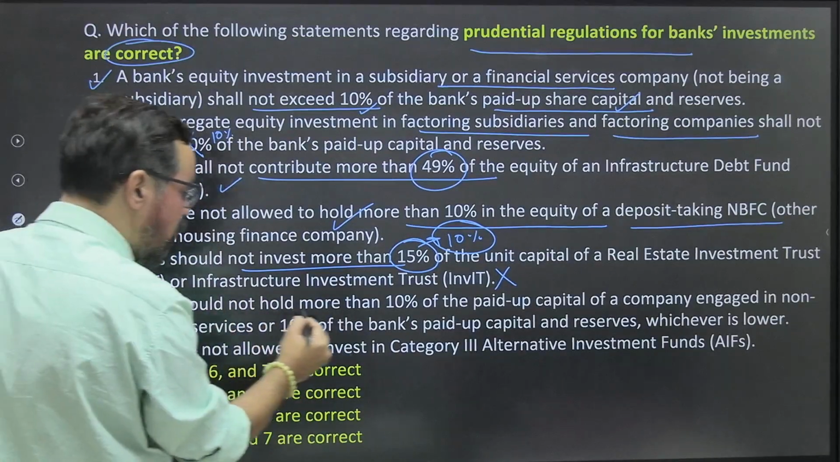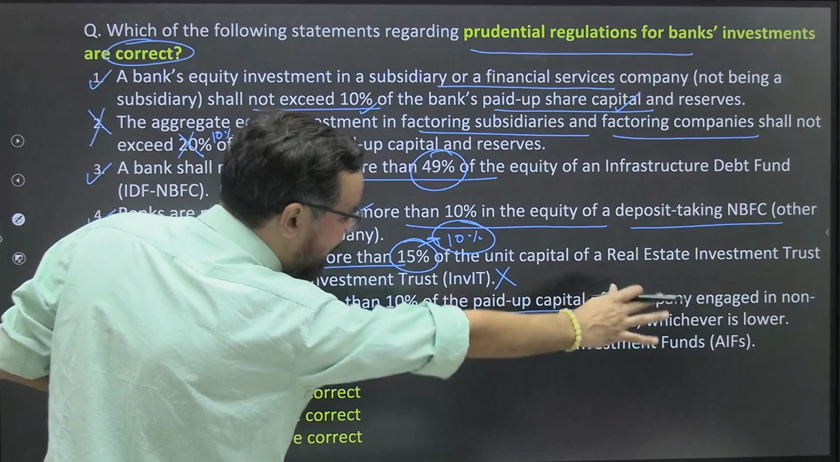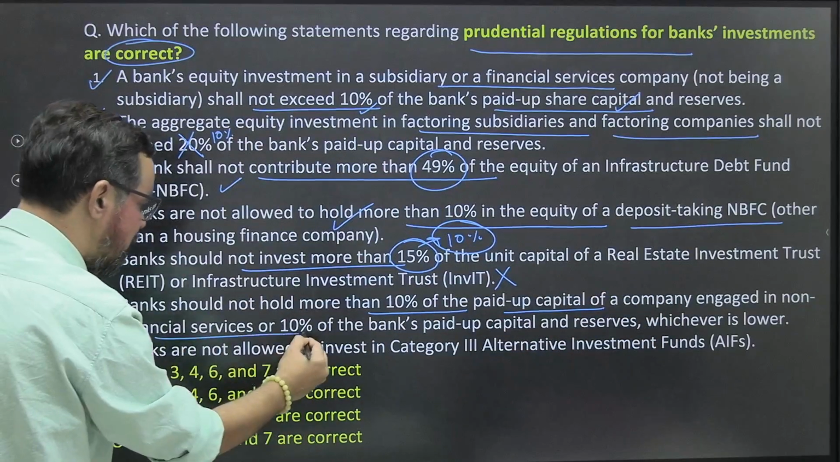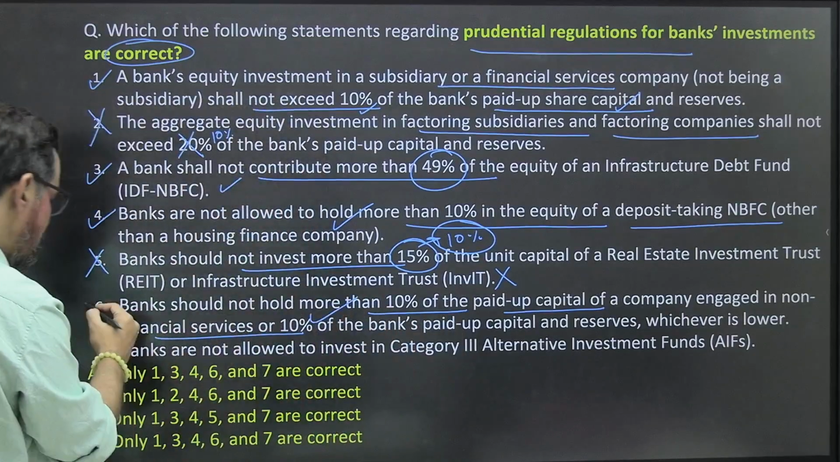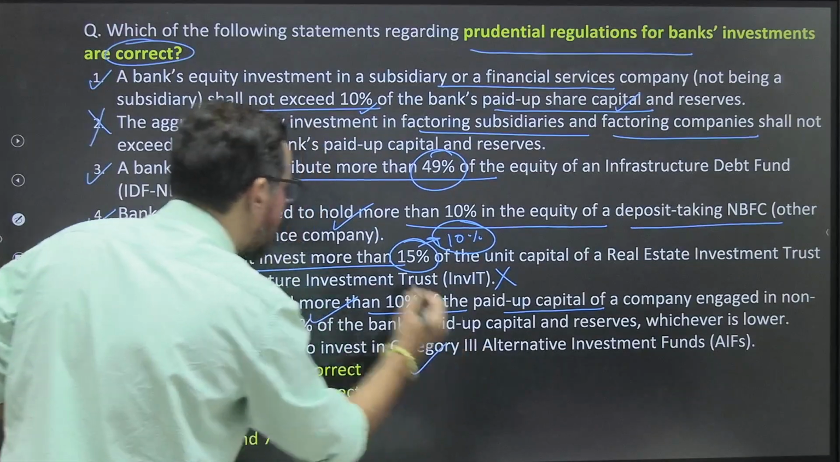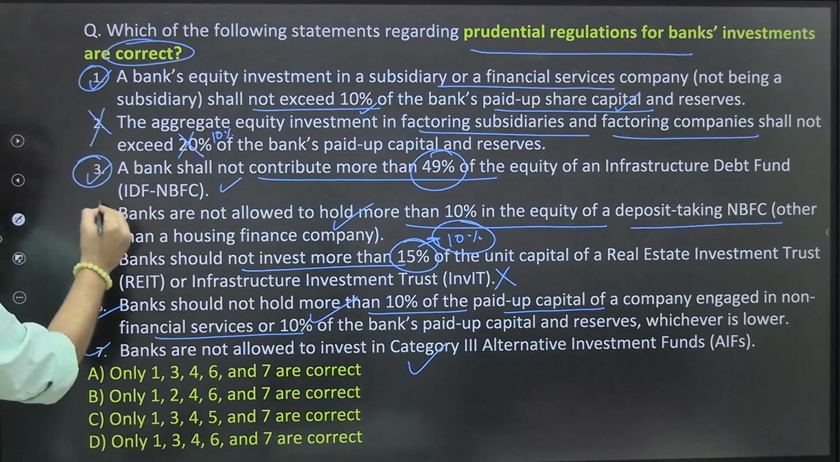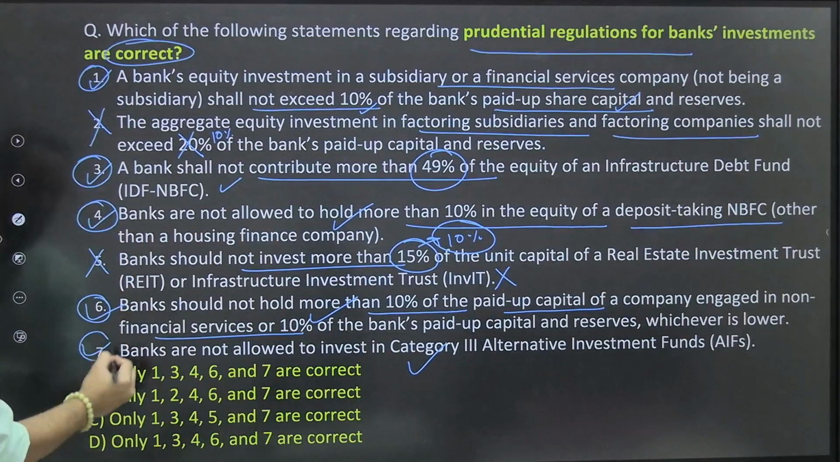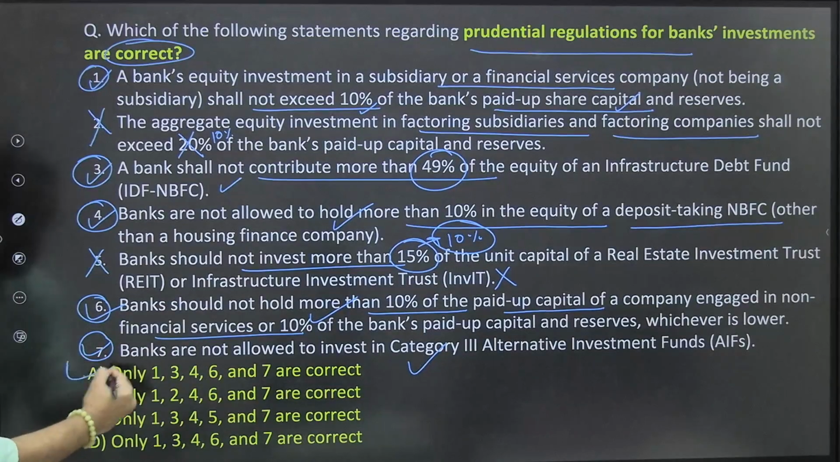Okay. A bank should not hold more than 10% of paid up capital of a company engaged in non-financial services, 10% of the bank's paid up capital. This is again true. Okay. Seventh one is banks are not allowed to invest in category 3 alternative investment funds. This is also true. Okay. So that means 1, 3, 4, 6, 7. Yes. Option A only is the right answer for this particular one.